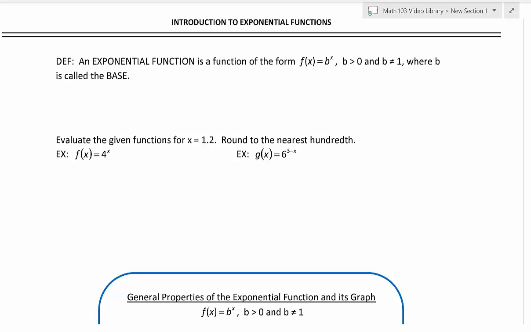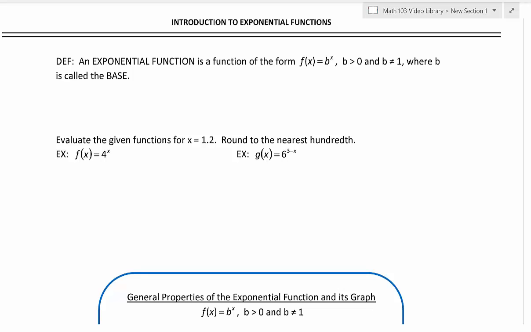This video provides an introduction to exponential functions. An exponential function is a function of the form f of x equals b to the x, where b is greater than 0 but not equal to 1. b is called the base of the exponential function. So basically, an exponential function is going to have the variable in the exponent. That variable b is going to be some kind of number.